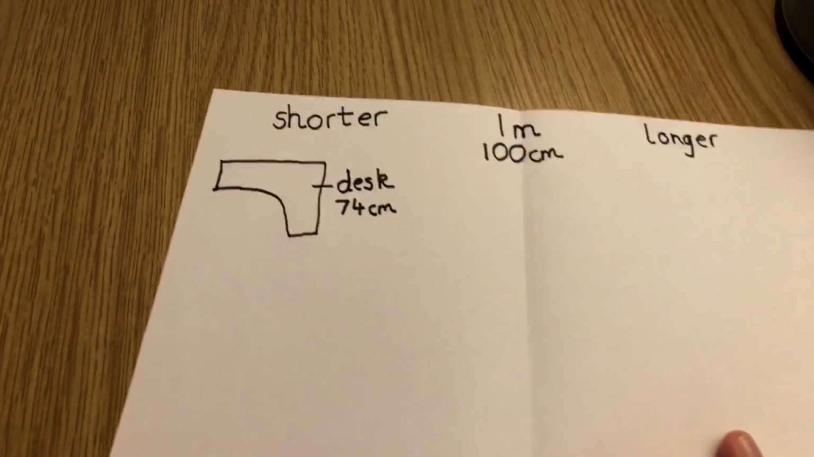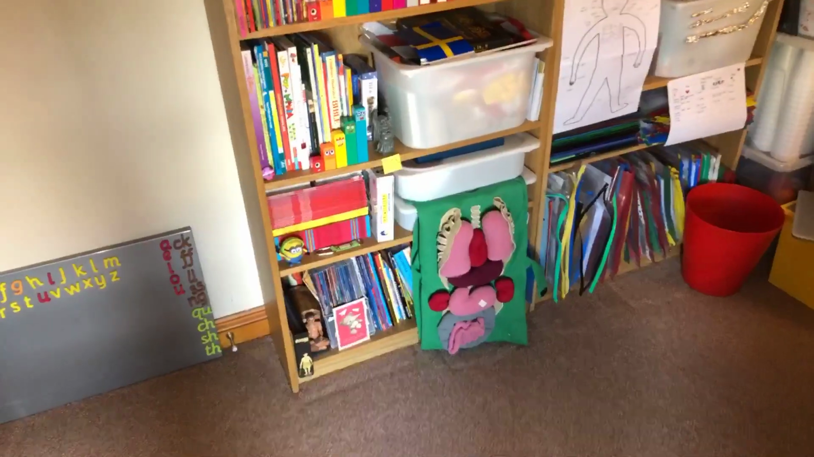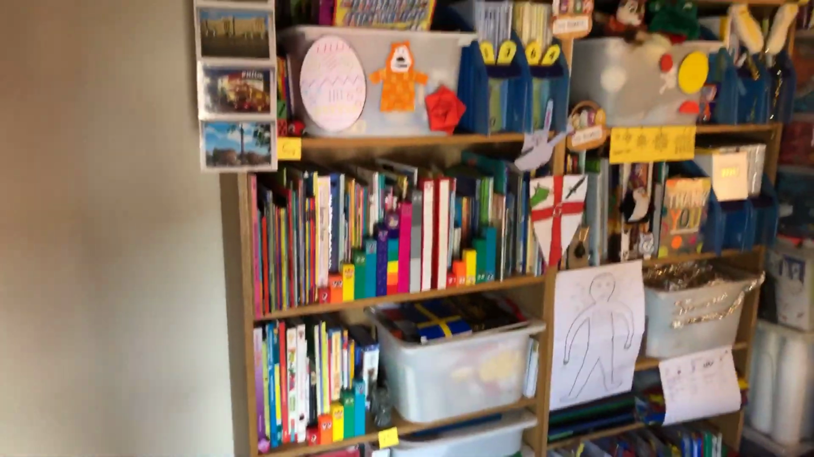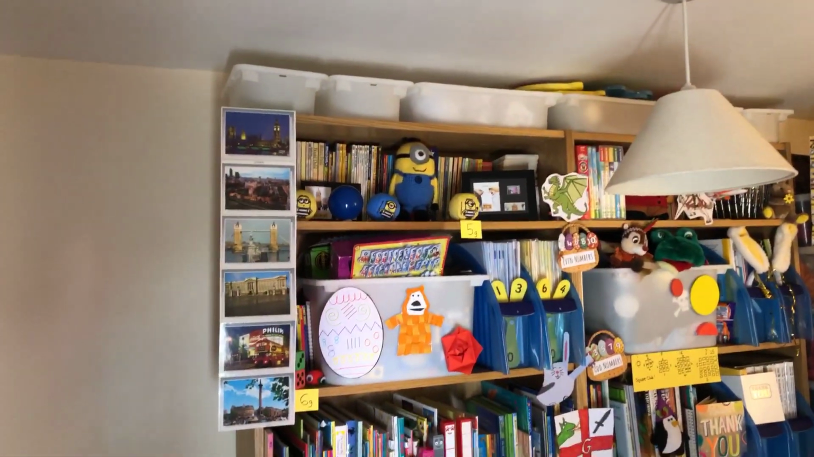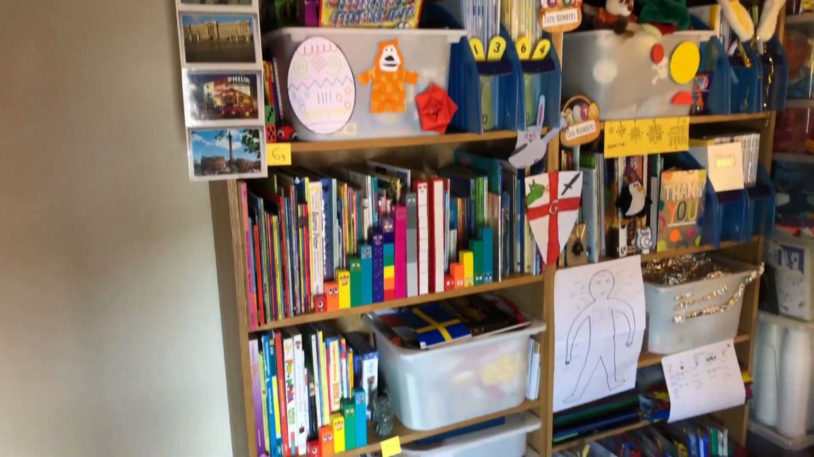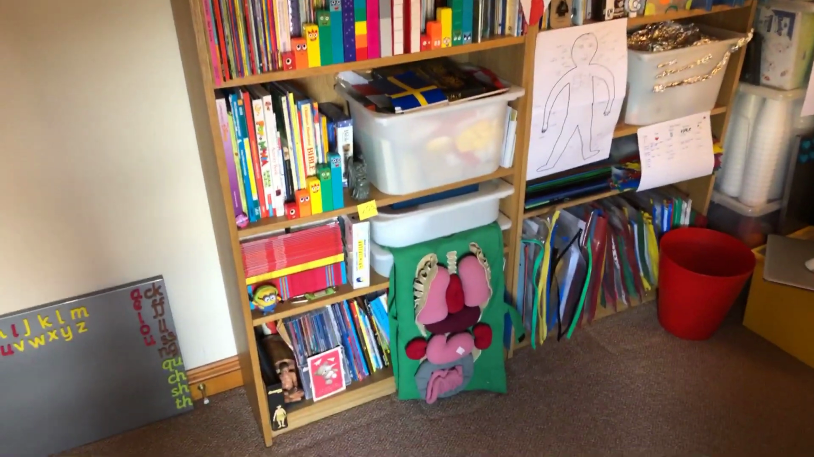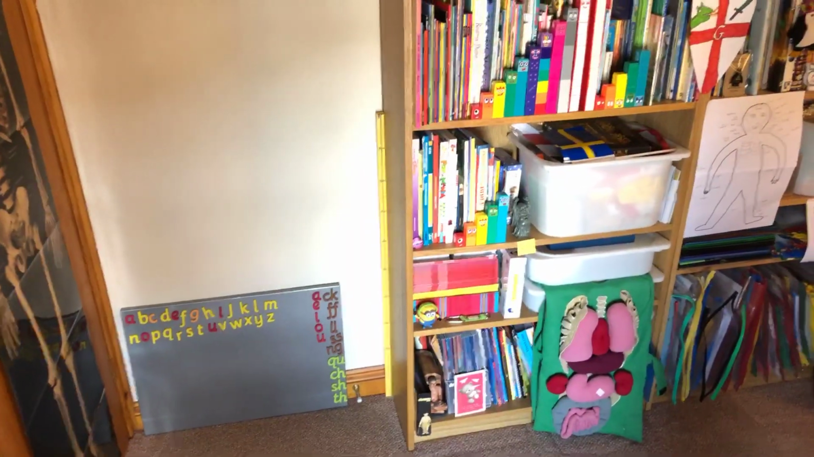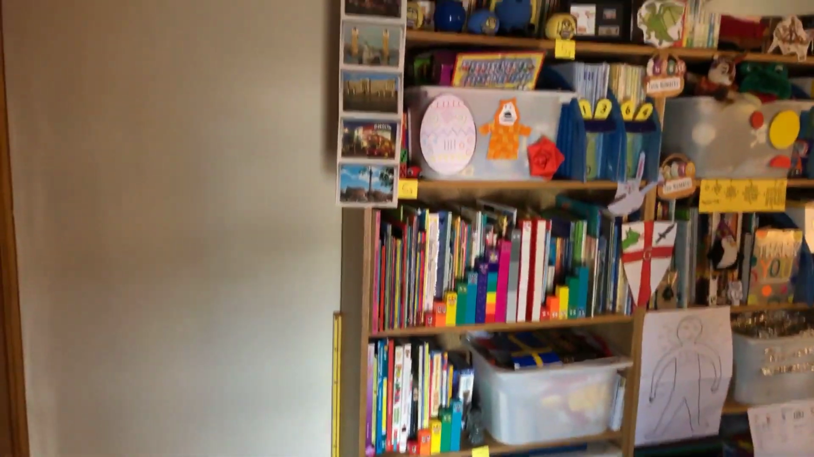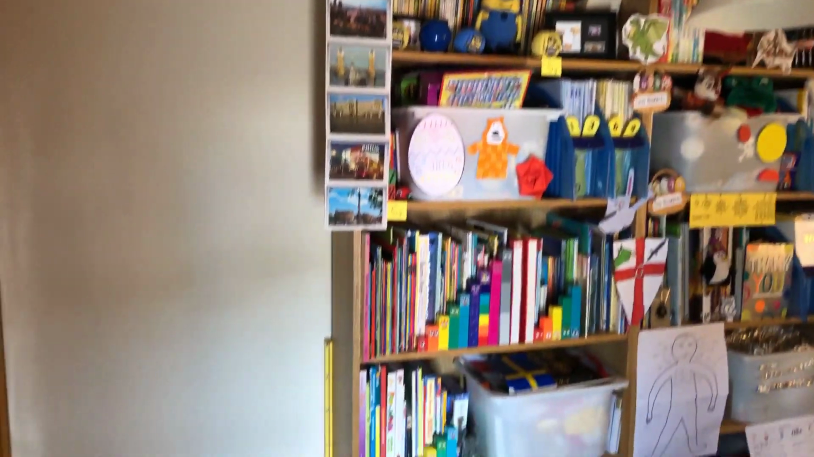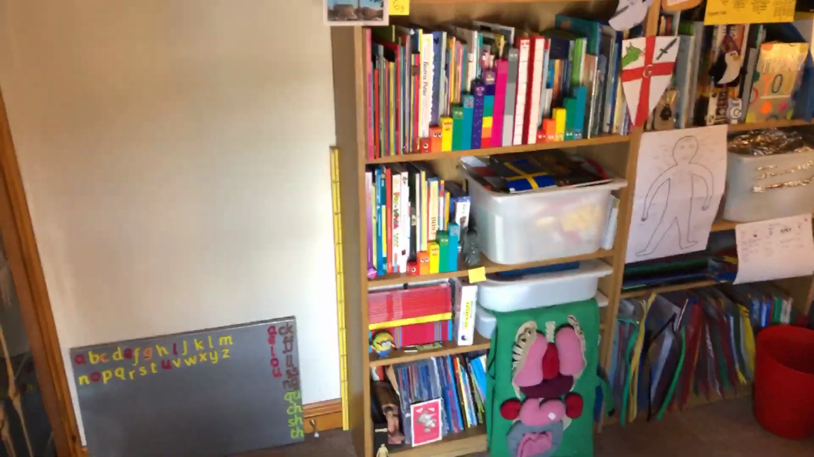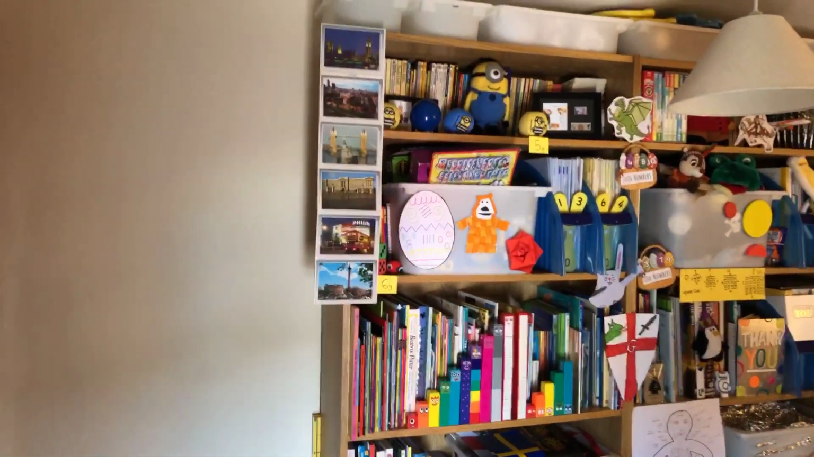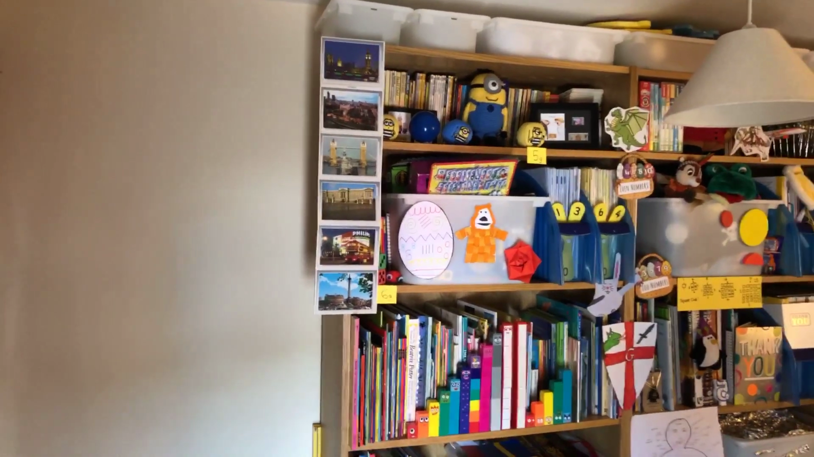So let's see if I can find another object. Now, what about this bookcase here, this shelving? Do you think that's taller or shorter than 1 metre? What do you reckon? Right, I'm going to put the metre stick next to it. Right, there it is next to it. Can you see? Oh, look, it's much taller than 1 metre. I actually think it might be taller than 2 metres. I'm going to measure it now and I'll find out how many centimetres and metres it is. It was actually exactly 2 metres.